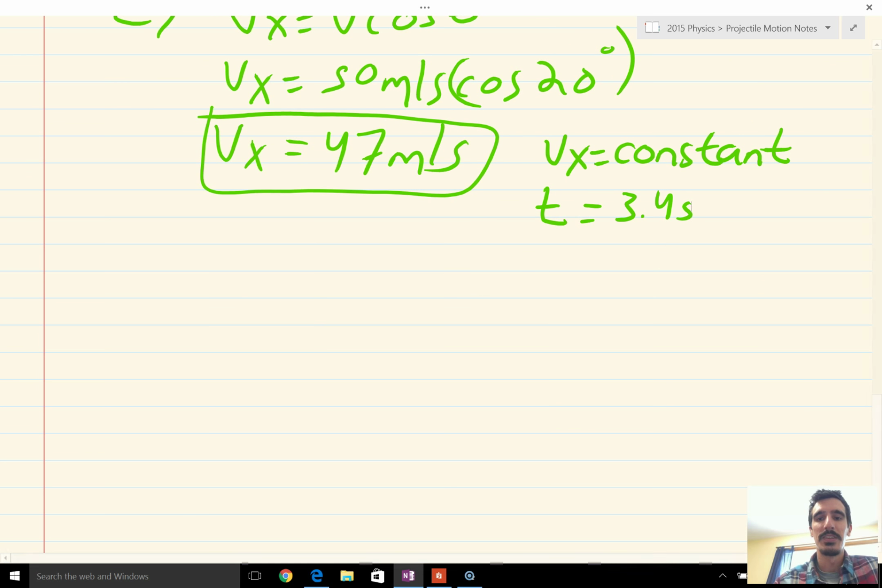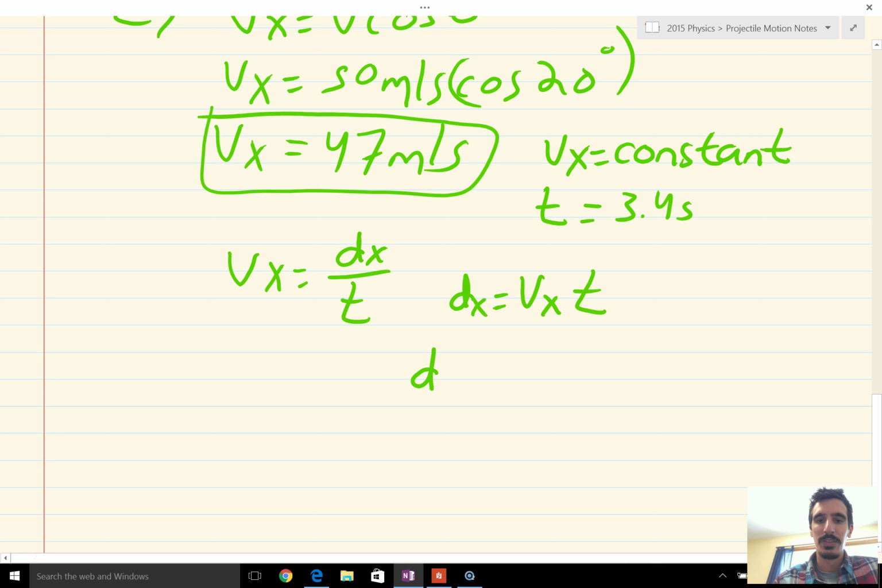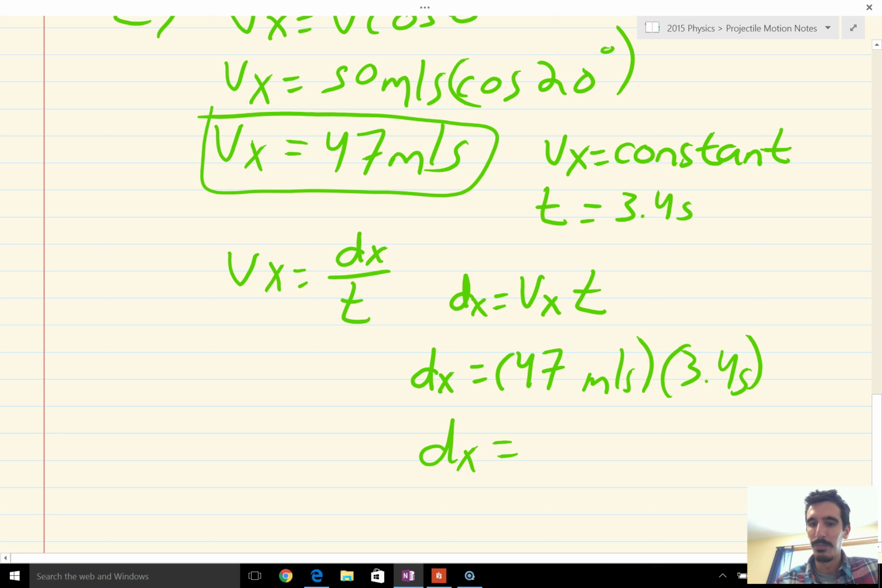So knowing velocity and time, we can use Vx as distance in the x direction over time. So get d by itself. Dx is velocity in the x direction times time. Dx is 47 meters per second times 3.4 seconds. And we plug this in our calculator one last time, and we get about 160 meters.